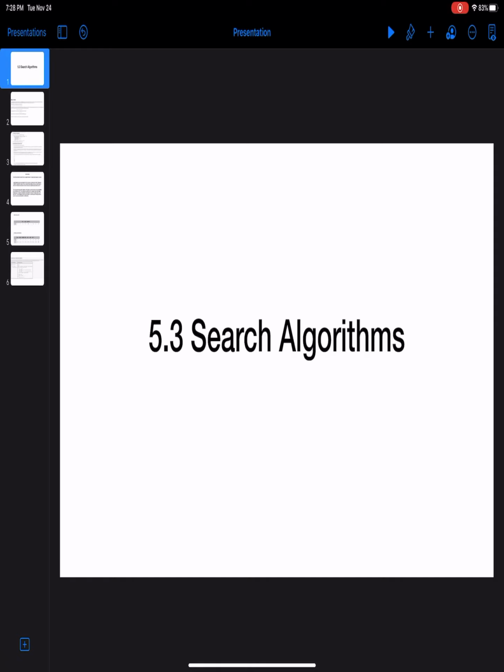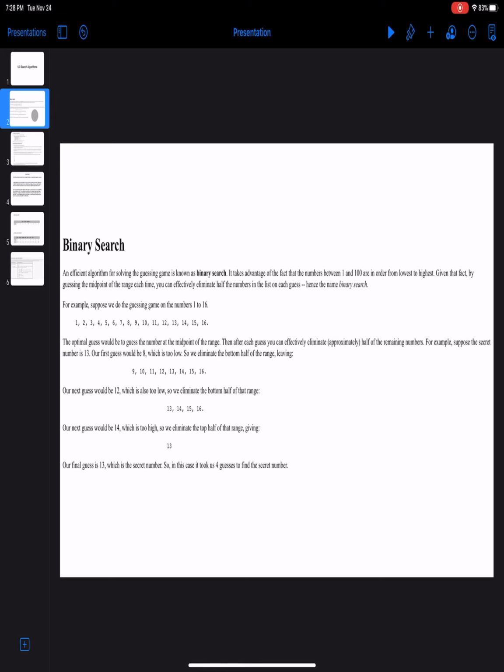Today we are going to go through the next unit, which has to do with search algorithms. There are two main search algorithms that we're going to cover tonight, and they are binary search and linear search: when to use them, when not to use them, how you can use them, etc.